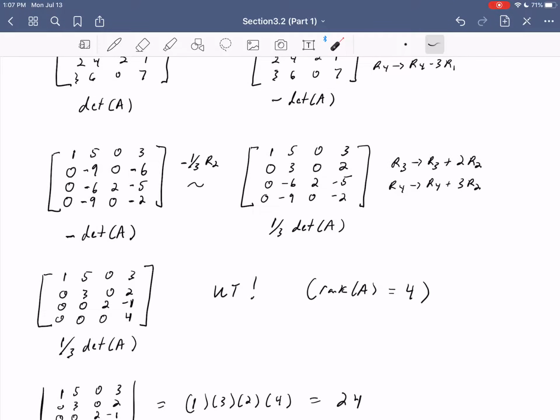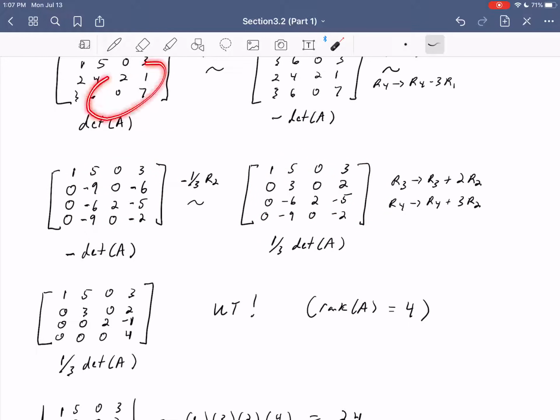Did we know that the rank was 4 back here, or from the very start? Not at all, because again, it wasn't even close to row echelon form. Once you got it where the only thing off is that they're not necessarily leading ones, they're just leading non-zero values, then you can determine the rank.